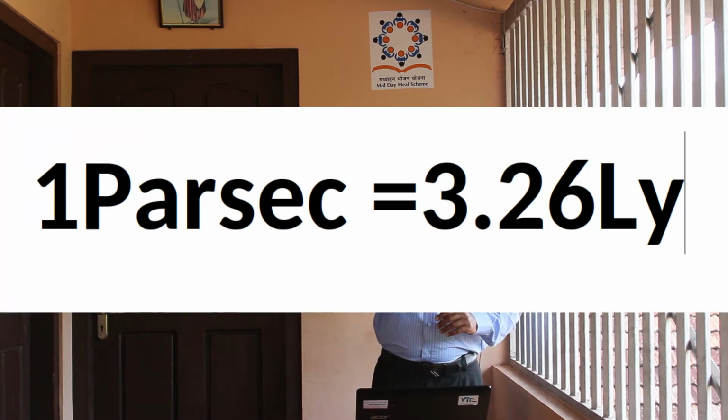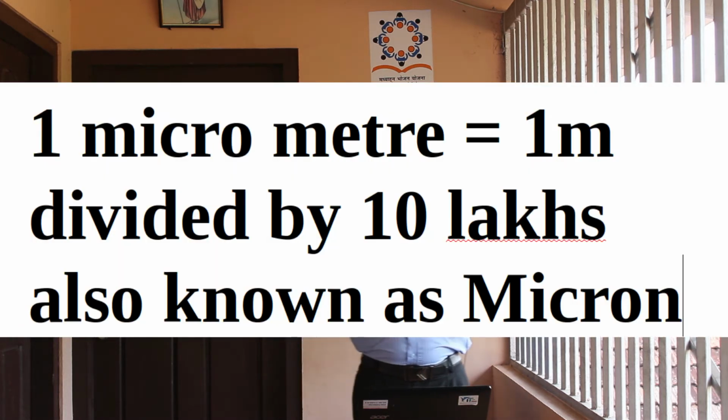Okay. Now still one more unit is used in measuring space distances, that is known as parsec. Parsec is 3.26 light years. Now coming to the smaller units, we have seen up to 1 millimeter. Now still smaller units are there. That is known as 1 micrometer. Micrometer is 1 by 10 lakhs of a meter. That means if 1 meter is divided into 10 lakhs, that part is known as 1 micrometer.